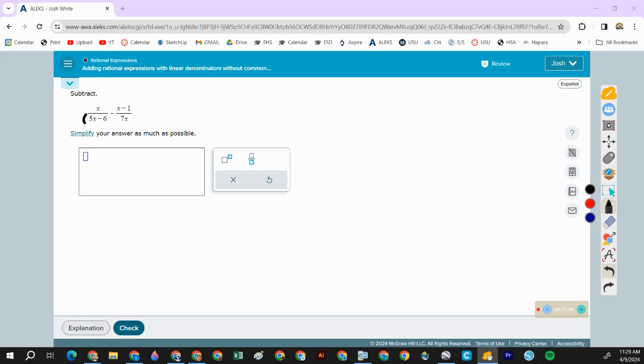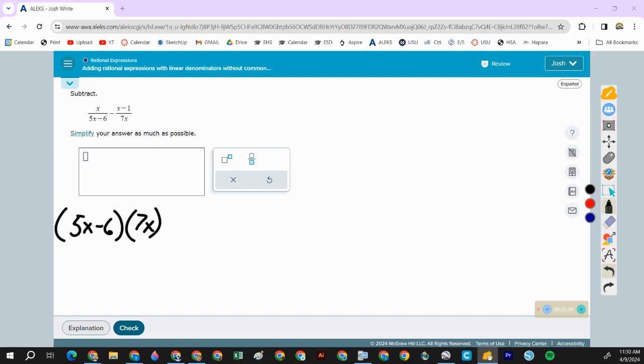So we need to treat this as its own factor. Does 5x minus 6 factor any farther? No. That's as far as it goes. Can 7x factor any farther? No. That's as far as it goes. So my common denominator is going to be 5x minus 6 times 7x. So we're treating this like the letter, the variable a, and this one is b. My common denominator is just going to be a times b.